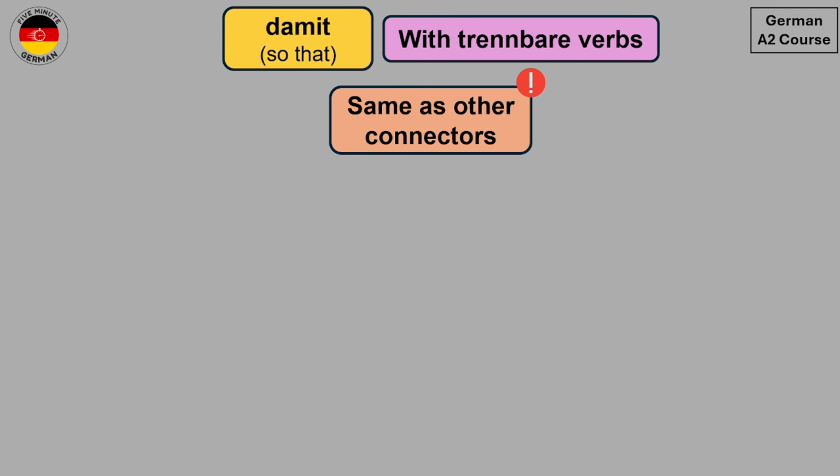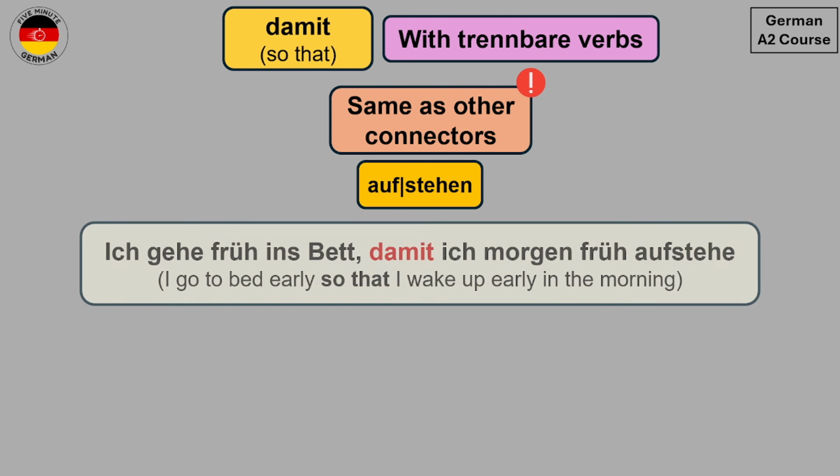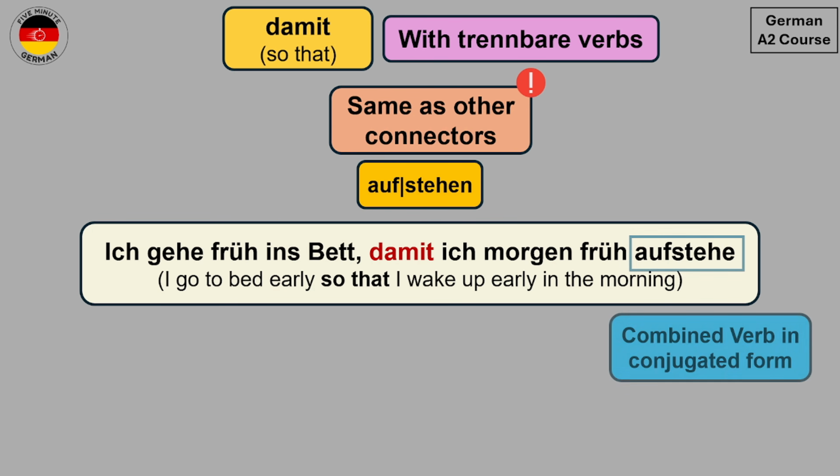So we will take the trennbare verb aufstehen, and I am using the same verb and examples so that it is easier for you to understand the difference between the different connectors. So I have the sentence: Ich gehe früh ins Bett, damit ich morgen früh aufstehe. I go to bed early so that I wake up early in the morning. So you see that the conjugated trennbare verb goes to the last position in combined form.